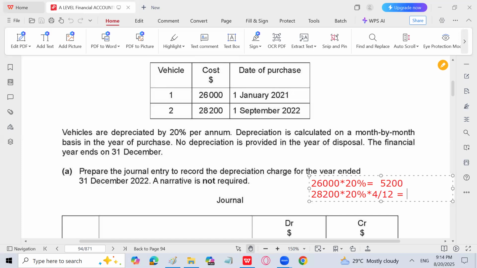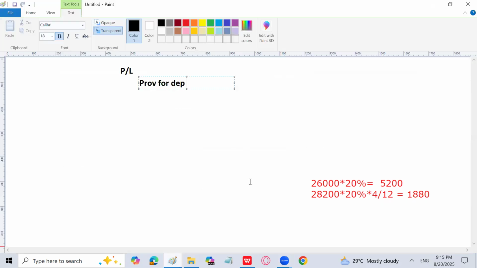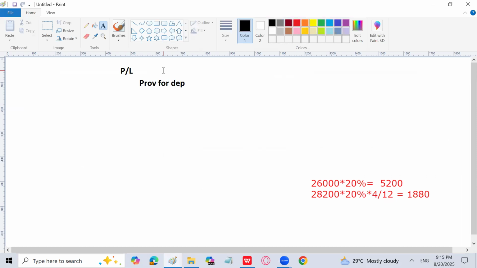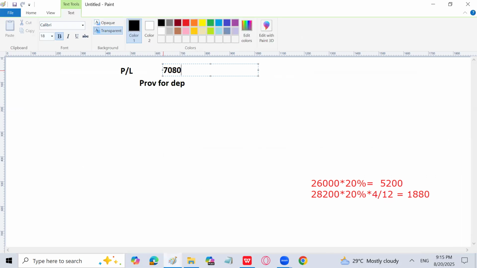That is 1,880. Okay, now go for the total: 5,200 plus 1,880. This will be the depreciation charge for the year, for which we have to pass the entry. Narration is not required. Yes, 7,080. I will pass the entry: profit and loss account debit 7,080, provision for depreciation credit 7,080. So we are done with this particular part, and we have passed the entry for depreciation regarding this particular scenario.